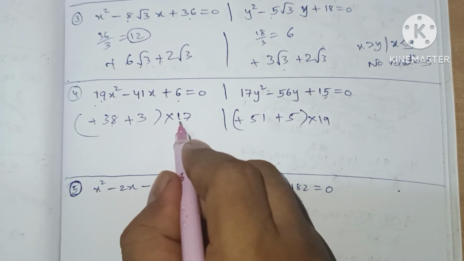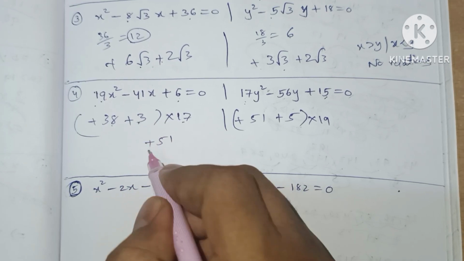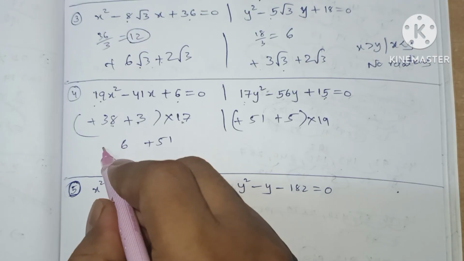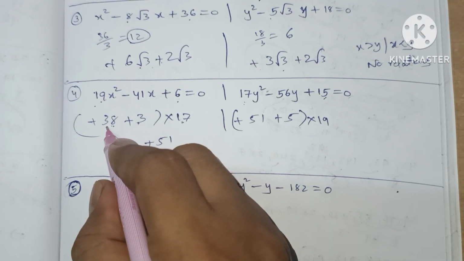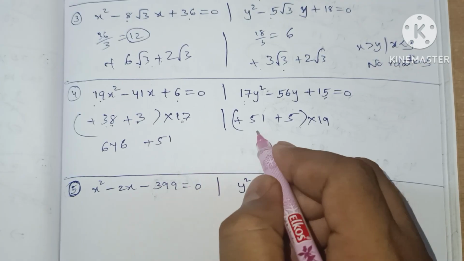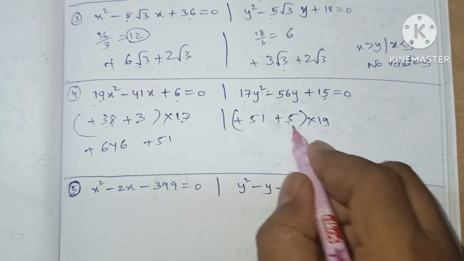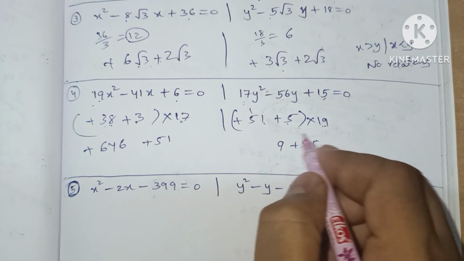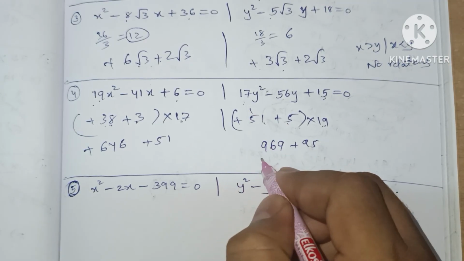So we have 17 3 times will be 51, 17 8 times will be 136, 17 3 times will be 51 plus 13 will be 646. So here 19 5 times will be 95, 19 1 times is 19, 19 5 times 95, 96, 969.